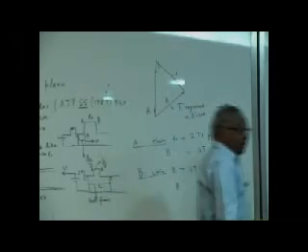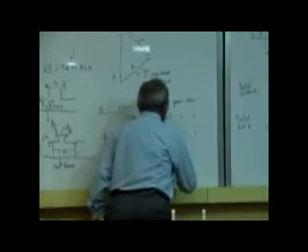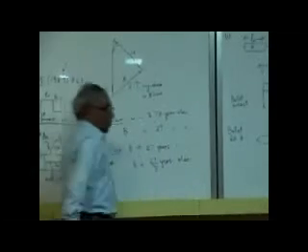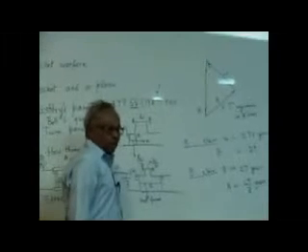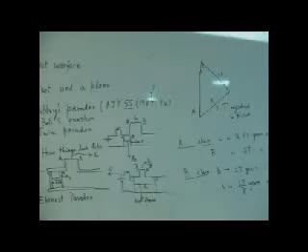If this clock ran for a time T, what would be the clock that would be running for A? It will be T by gamma. So he will claim A is 2T by gamma. So there is some problem here. How do you resolve this problem? That is the next. So that's the twin paradox.